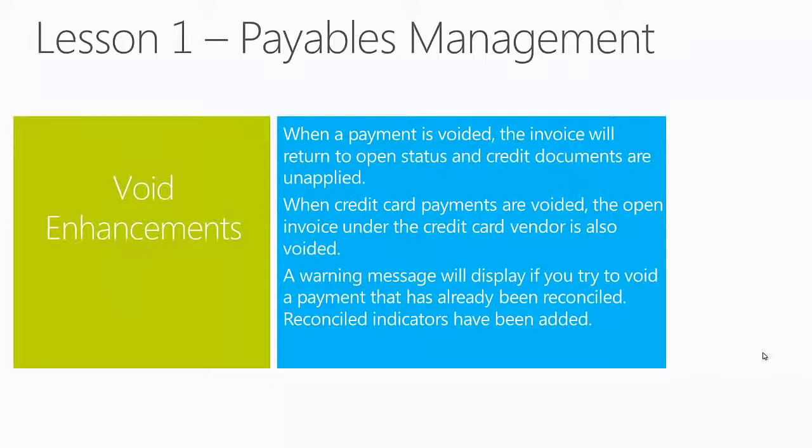Lesson 1 for Payables Management. In this lesson, we will review the void enhancements. First, when a payment is voided, not only will the invoice return to open status, but also the credit documents will be unapplied as well. Secondly, when you void a credit card payment, the open invoice under the credit card vendor is also voided if it has not been paid out. Third, you will receive a warning message if you try to void a payment that has already been reconciled in bank reconciliation. Additional reconcile indicators will be visible next to the check in the navigation list.